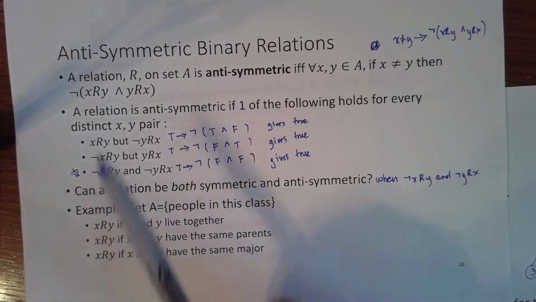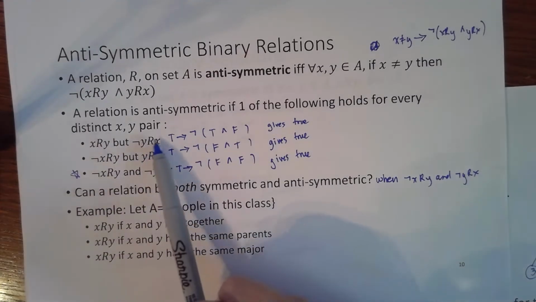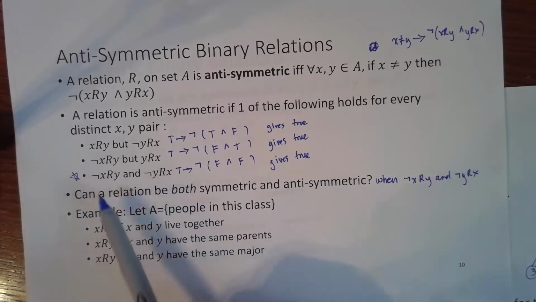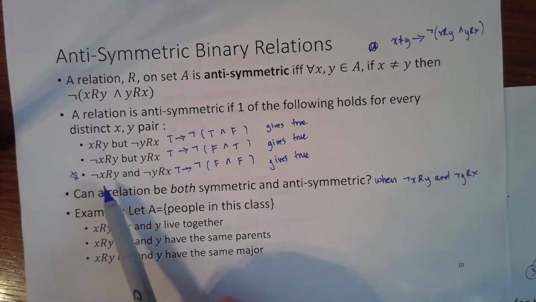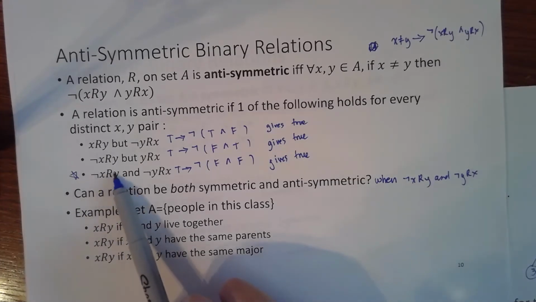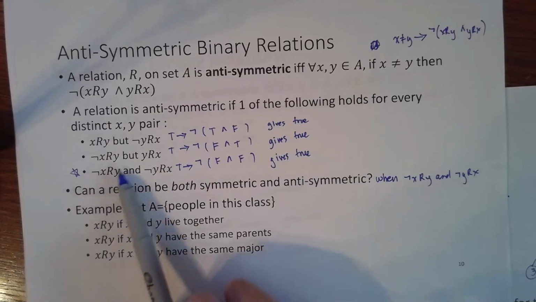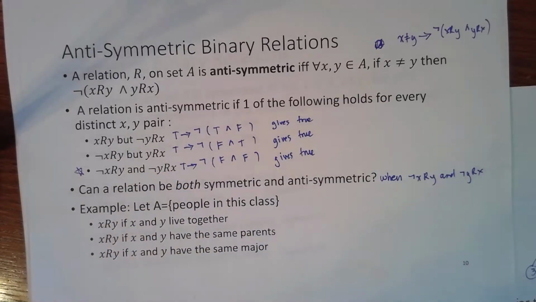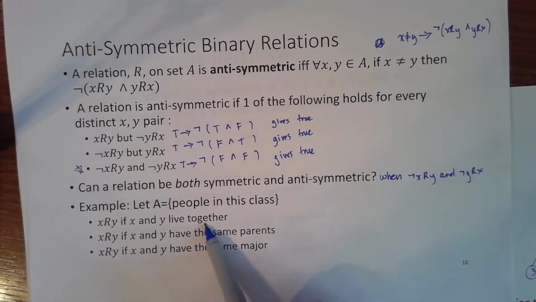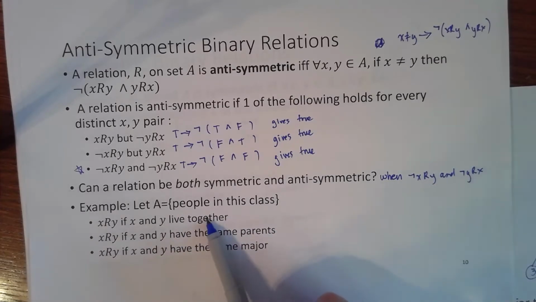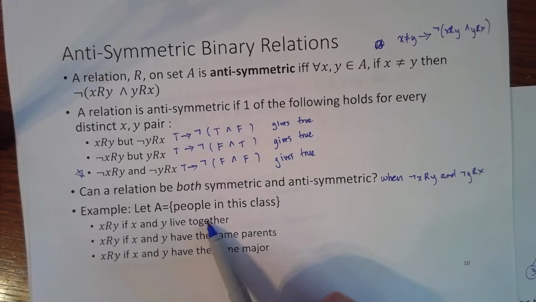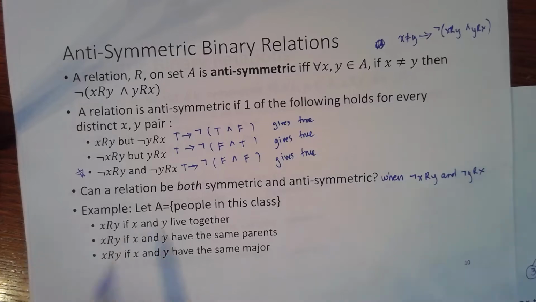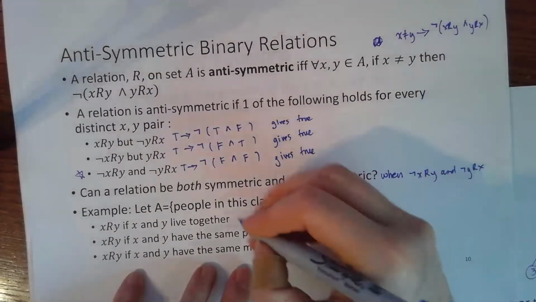We're never going to find a situation where we have X lives with Y, but Y doesn't live with X. But we can find a situation where X doesn't live with Y and Y doesn't live with X. So if it happened that it was always true that X and Y didn't live together, then we would have, so this one is definitely symmetric, as we saw in the last. So the question is, is it anti-symmetric? I said before, I believe Nick and Patrick probably live together, and so this is not anti-symmetric.